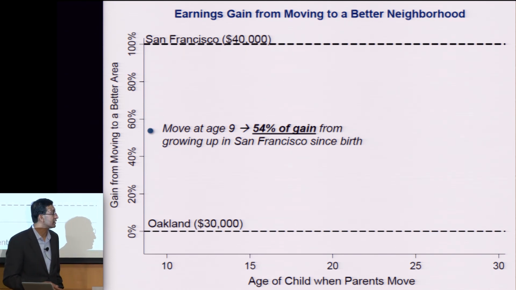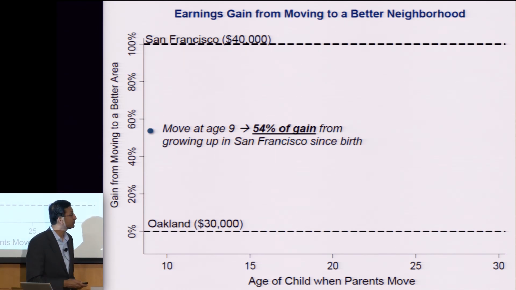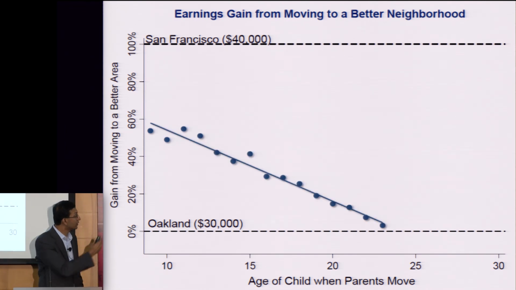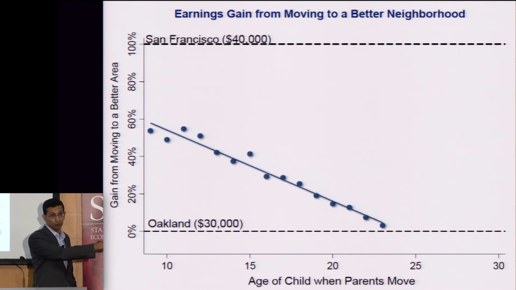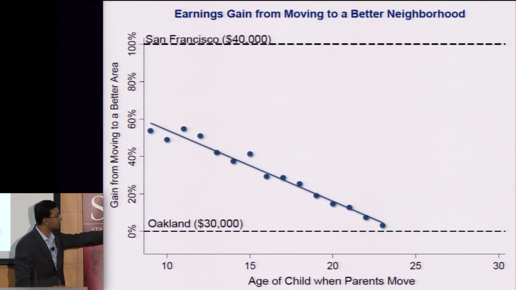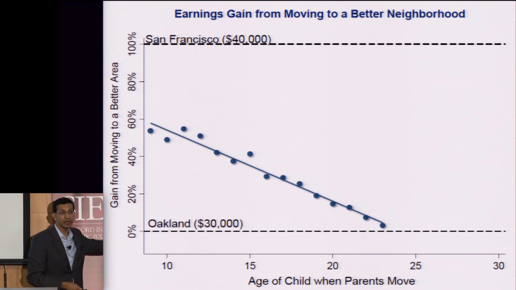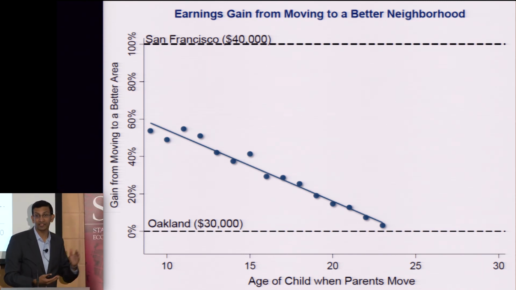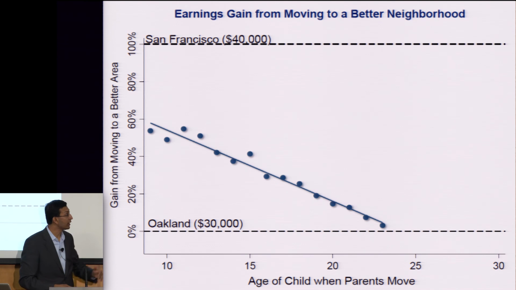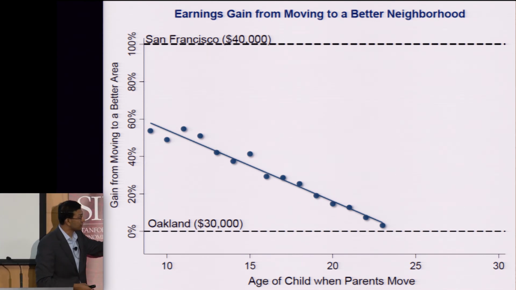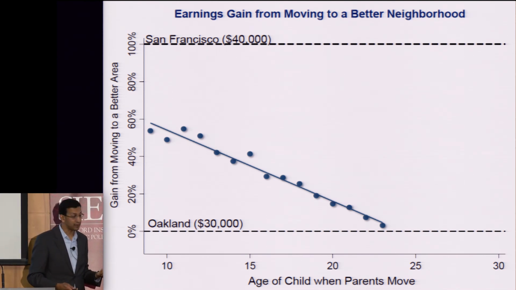Now let's repeat that analysis for kids who moved when they're 10, 11, 12, 13, and so forth and so on as you go to the right on this chart. And what you see is a very clear pattern of declining effects. The later you make that move from Oakland to San Francisco, the less of the earnings gain you get. If you move in your early 20s, you get essentially no gain at all.